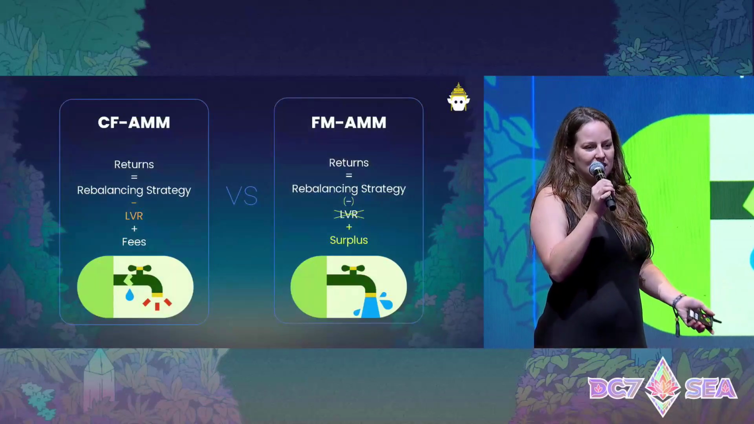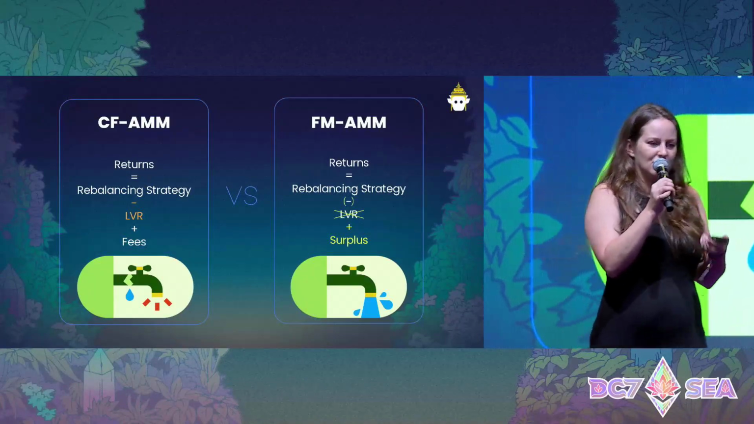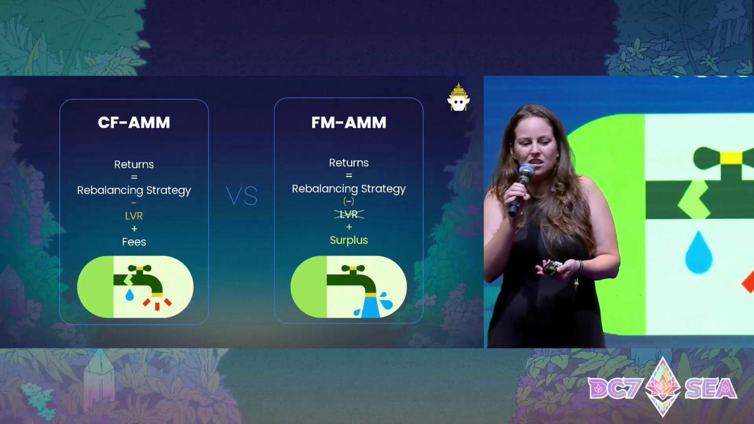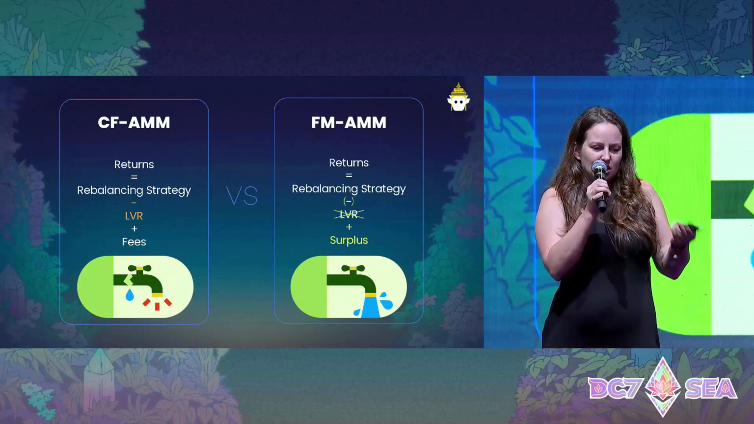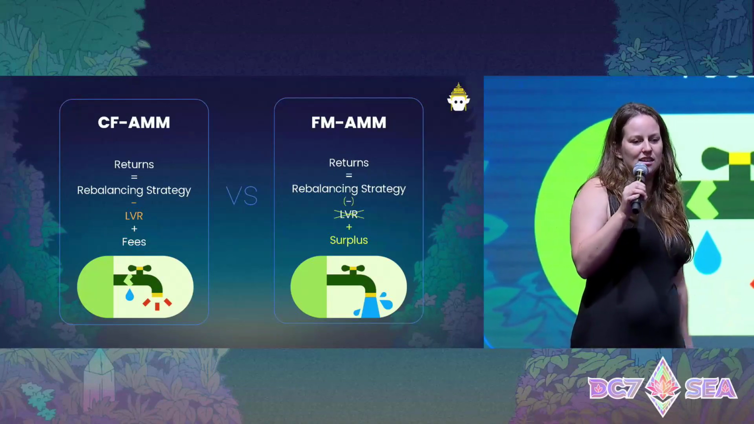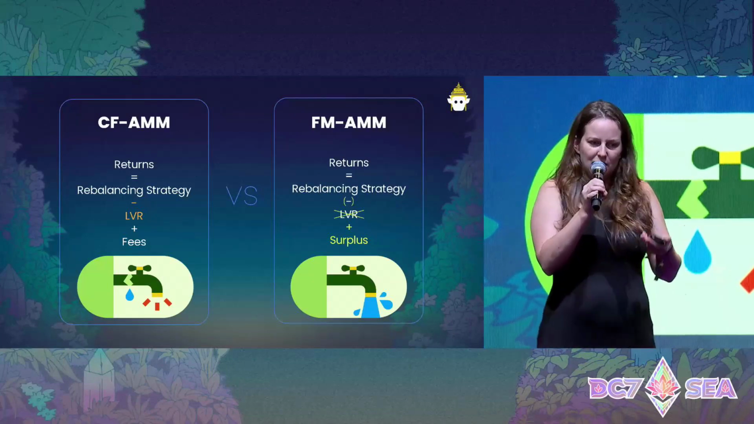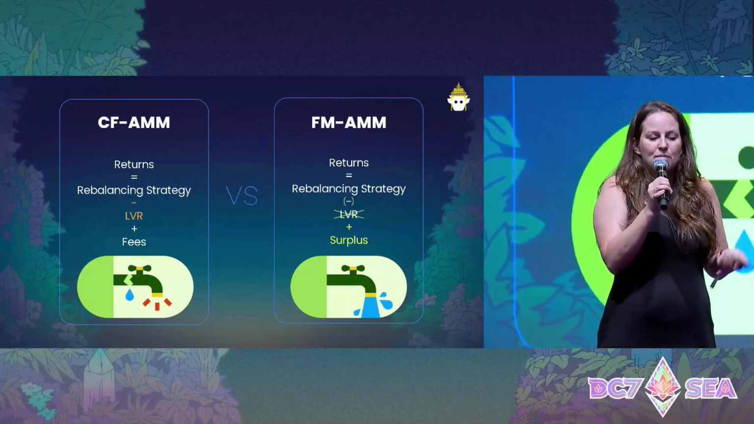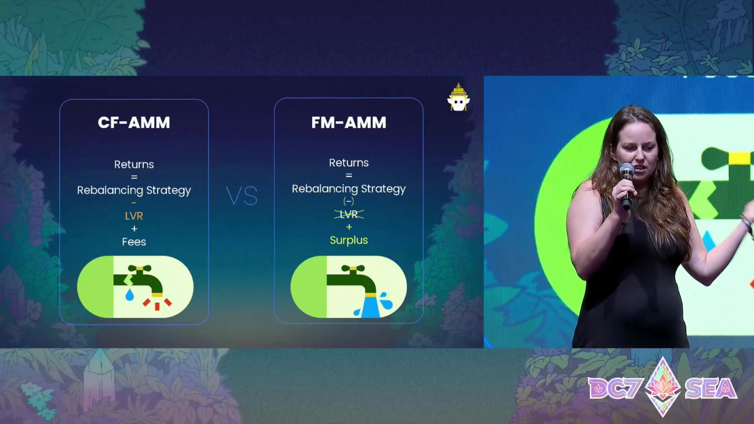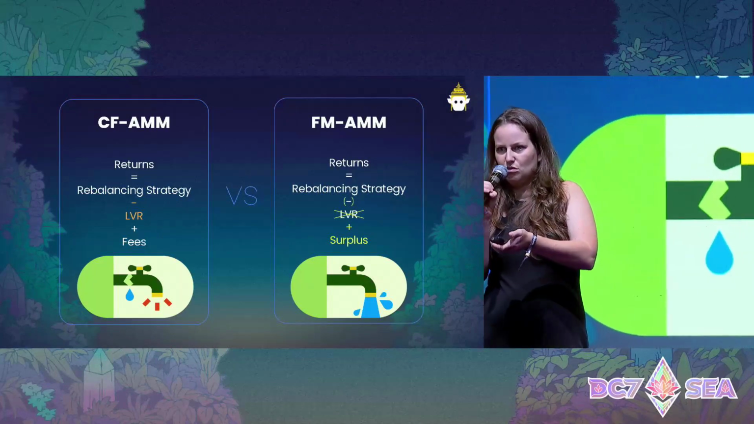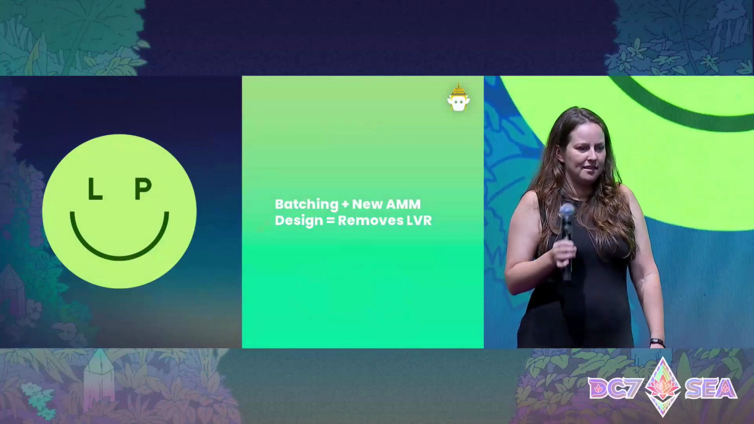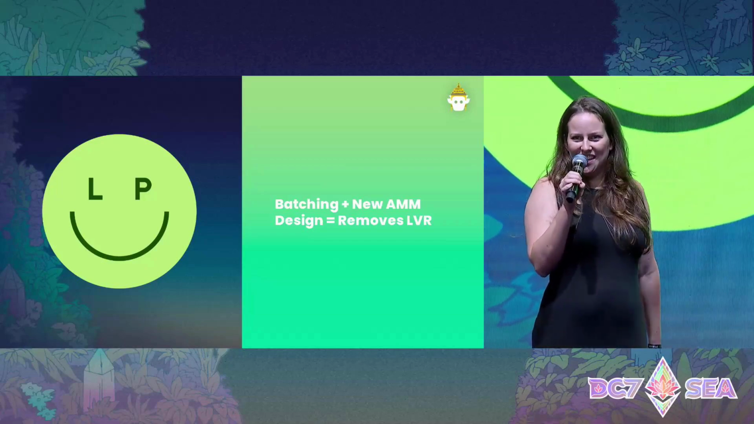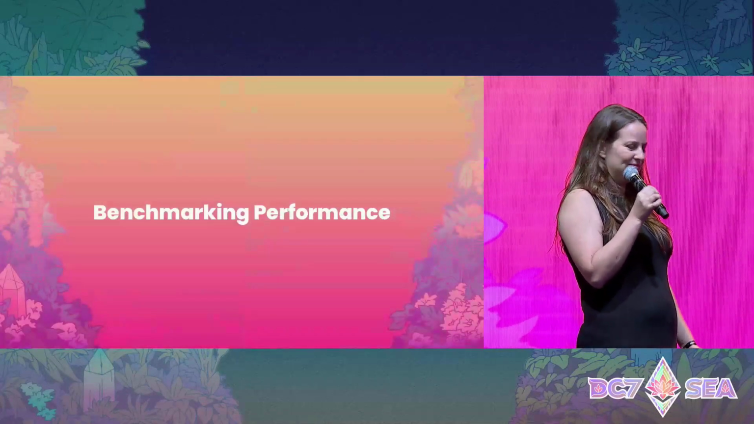And looking concretely into the return of your investment, on the traditional AMM, it is like a rebalancing strategy, just that you have the loss that LVR incurs, and then on top as a bonus, you get the fees that the AMM collects. On our new approach, the function maximizing AMM, it also operates like a rebalancing strategy, but you do not incur the loss from loss-versus-rebalancing, and on top of that, you get additional surplus. So, in other words, batching combined with this new price function removes LVR and can finally make liquidity providers happy.